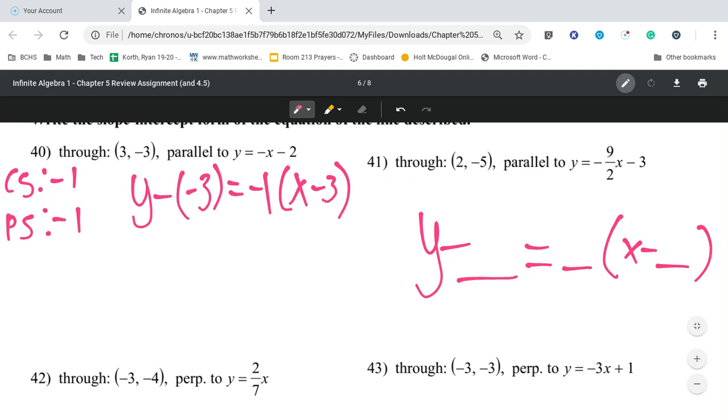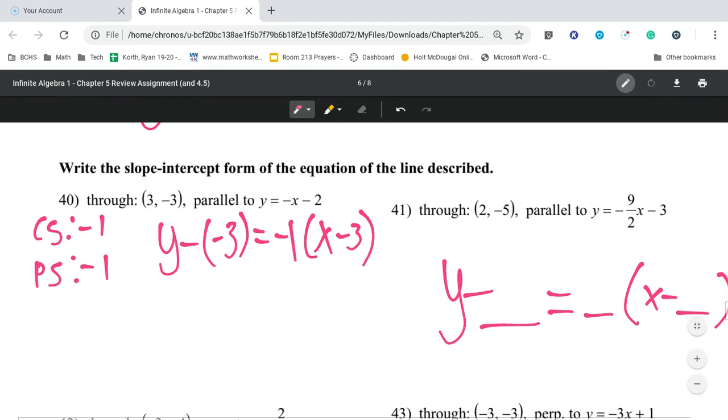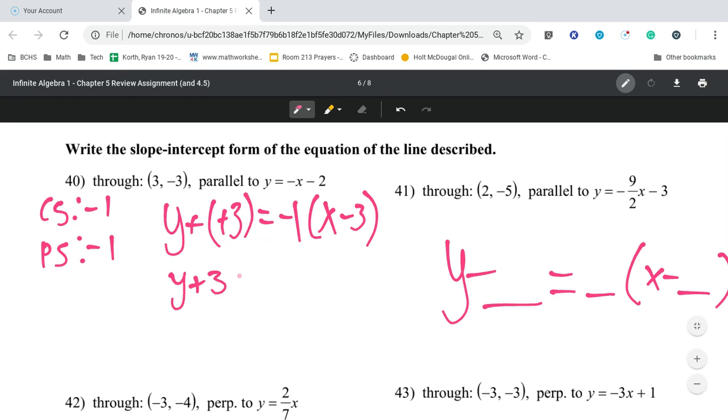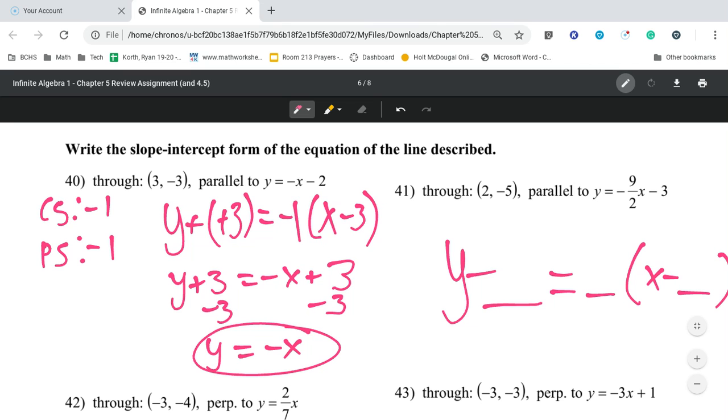It says slope-intercept form, so we do need to simplify. Y plus 3 equals negative x plus 3. Subtract 3 on both sides. Y equals negative x. Done. That line is going to be parallel to y equals negative x minus 2. It's got the same slope, and it's also going to go through the point (3, -3).